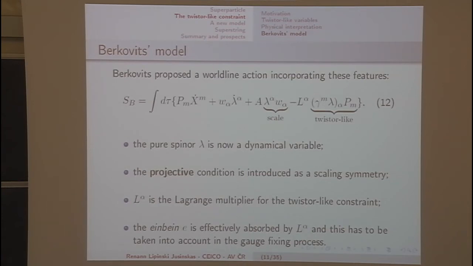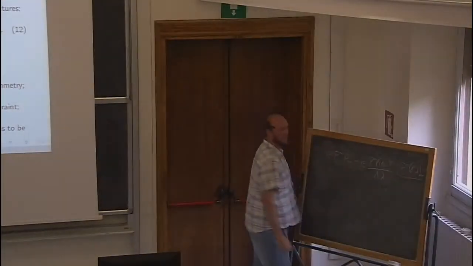So in order to incorporate these features in our worldline action, what Nathan proposed is this action here. So you see there is no p squared term with the einbein. It's because basically you can write this e p_m p^m as p_m lambda gamma^m alpha over lambda lambda, right, so this is the twistor-like constraint, and you can write p squared in this form, right?